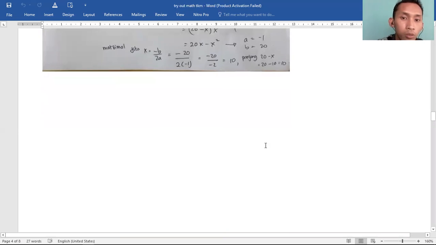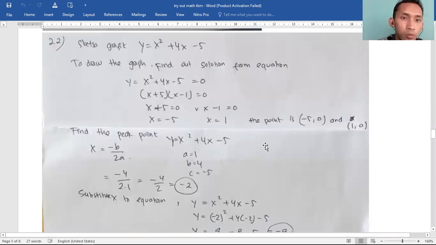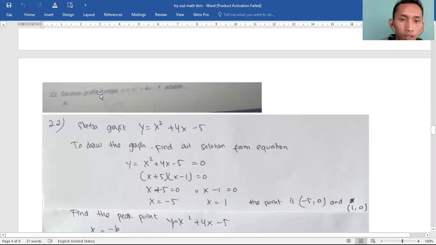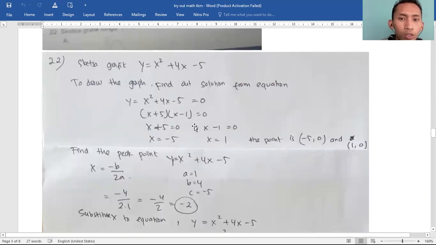So continue to number 21 first. Okay, 21, I will skip it because it's related to transformation. I put it on the last number together with the other chapter. So number 22, sketsa grafik Y sama dengan X kuadrat plus 4X negatif 5. I rewrite here because it's not too clear, so blurry there. So how to draw the graph?